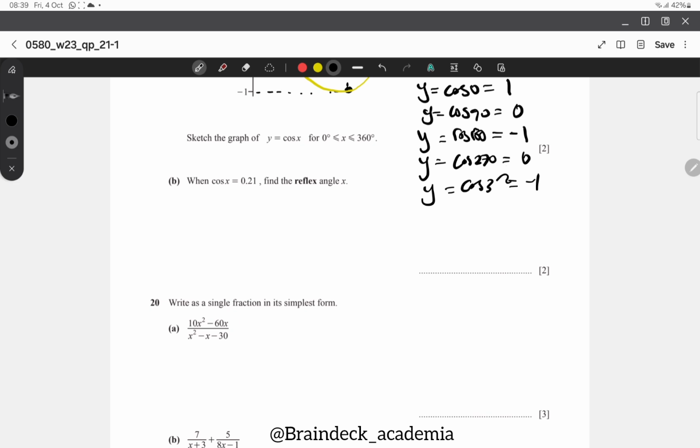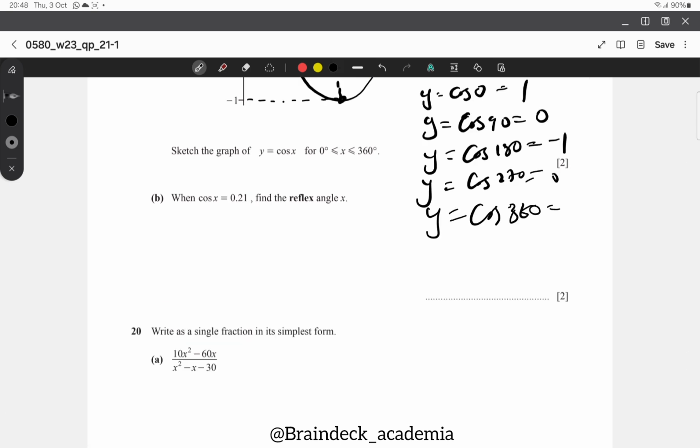When cos x equals 0.21, find the reflex angle x. It is simple. Let's first find the acute angle. Cos x equals 0.21, so x equals shift cos 0.21. To the nearest whole number, x is 77.8, so let's just say 78 degrees.